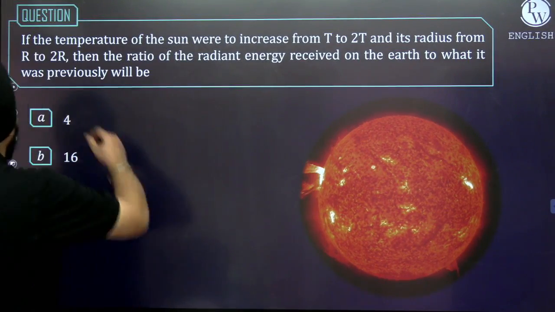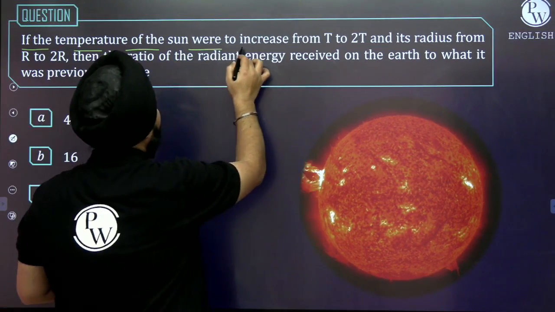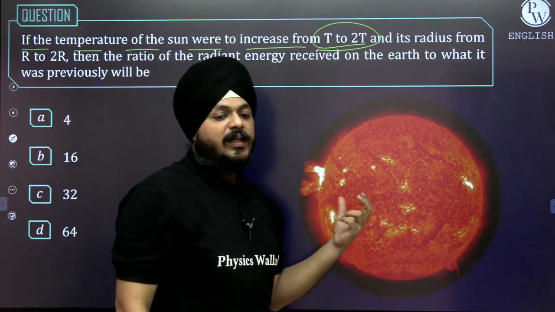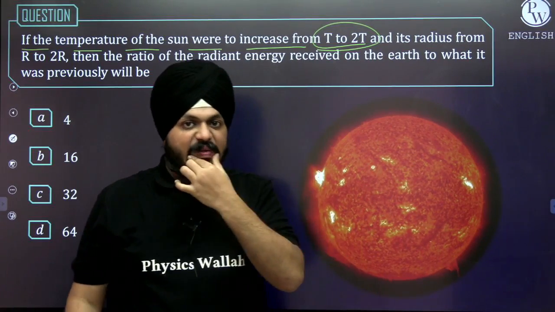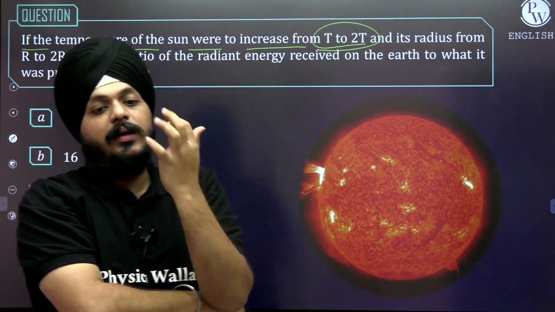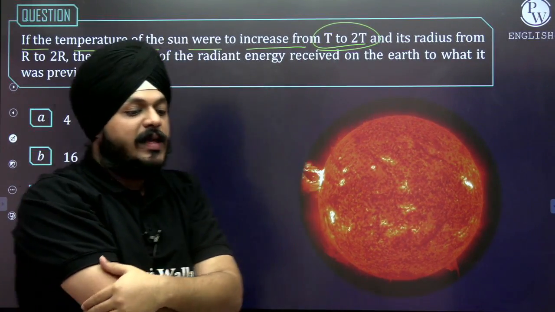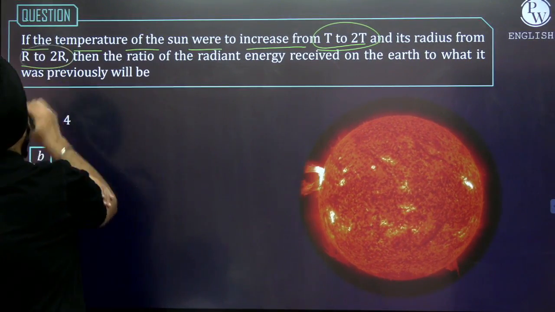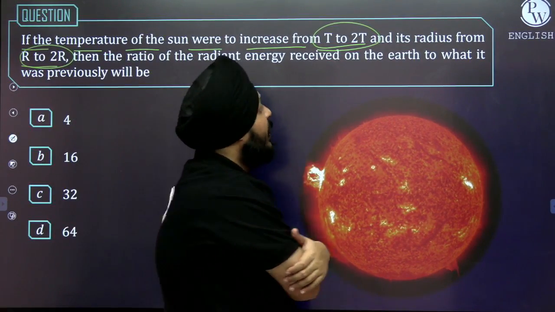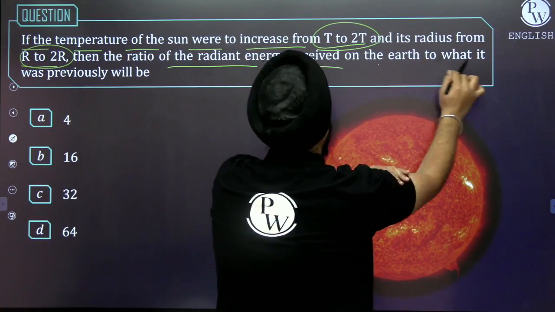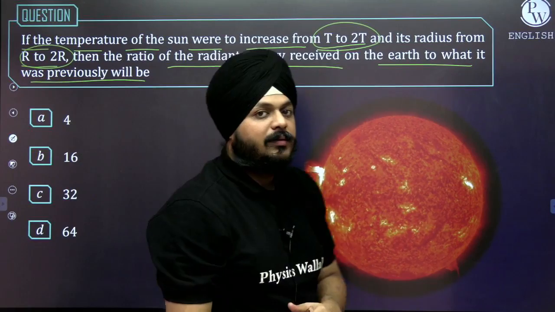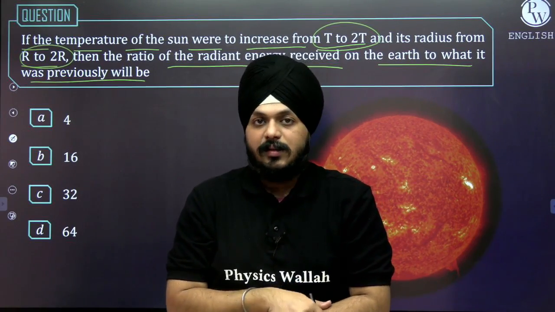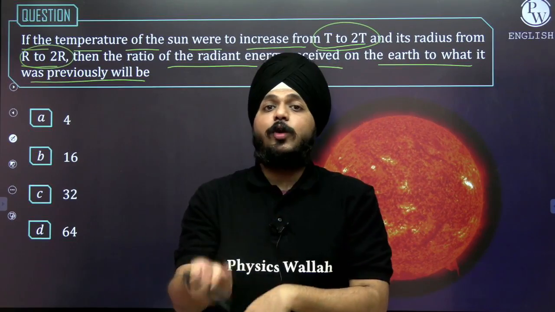Okay, so now, if the temperature of the sun were increased from T to 2T, the visual is kept in front of you, it is for the sun. Temperature is increasing from T to 2T and radius is increasing from R to 2R. Then what will be the radiant energy received on the earth compared to what it was previously? After the change in temperature and radius, what will be the ratio of the new energy to the previous one?